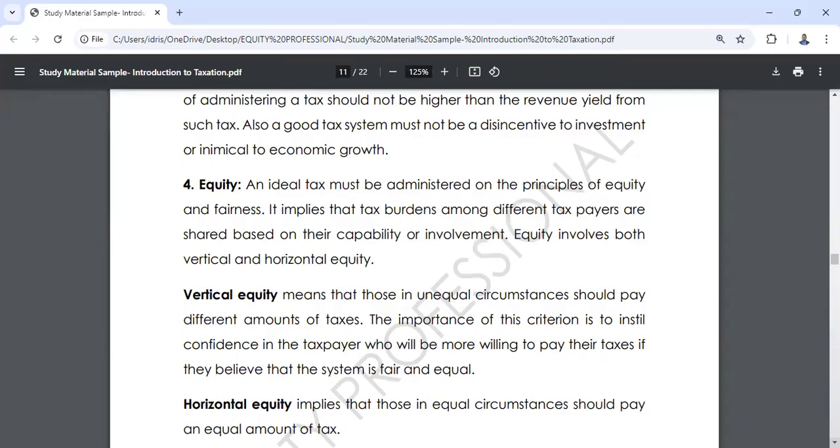Principles of equity. What is the principle of equity saying? We should treat the taxpayers equally. Taxpayers should be treated equally. There should not be biased treatment of the taxpayers. Treat them equally. Fairness. Another principle.